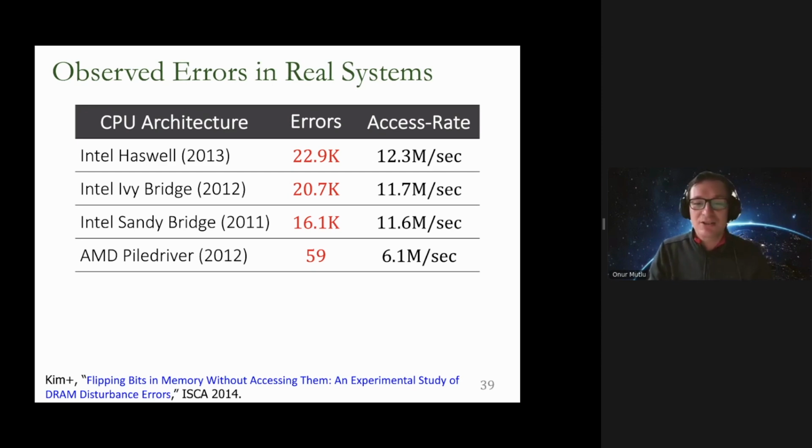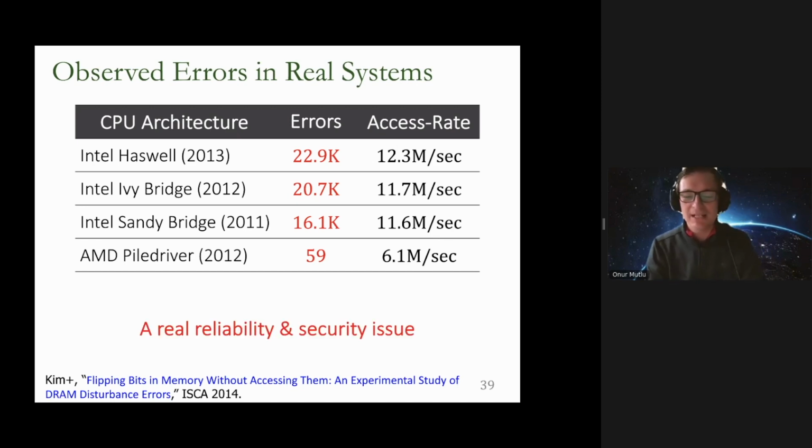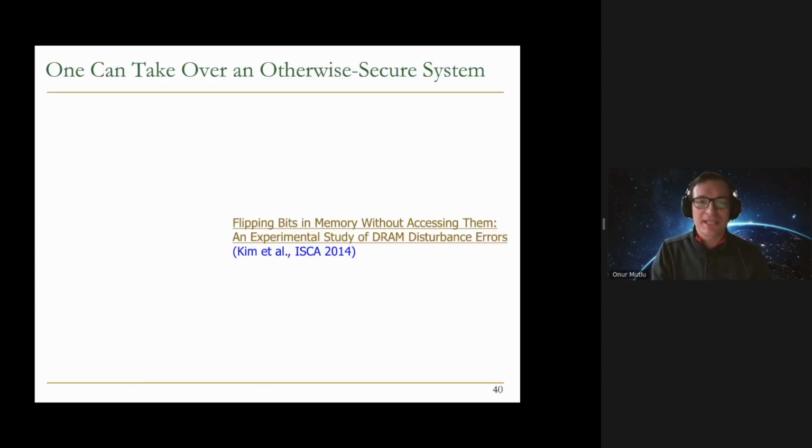And you can see that you can induce enough errors, and errors are correlated with the access rate that you're getting. And there are interesting questions we can have on why you're getting higher access rates on some systems and not higher access rate on some other systems. But basically, this is a real reliability and security issue. It's essentially a reliability issue that leads to a security problem. So I'm going to talk about the security implications next.